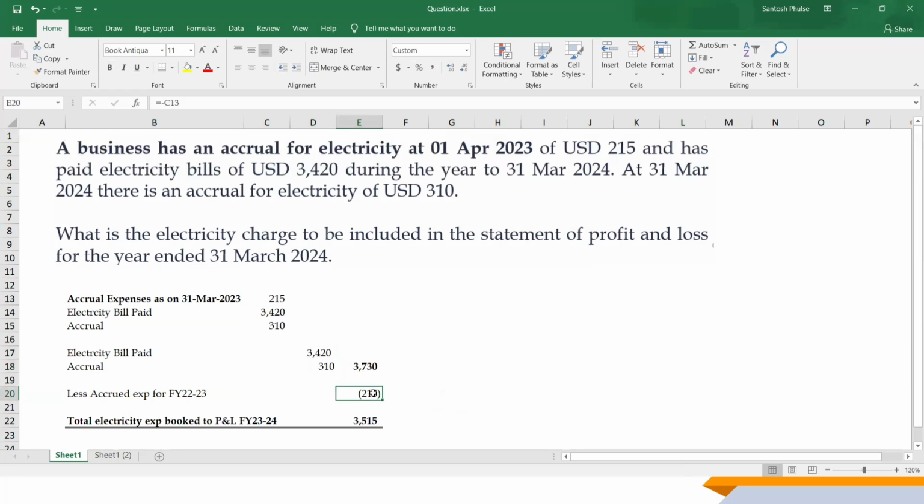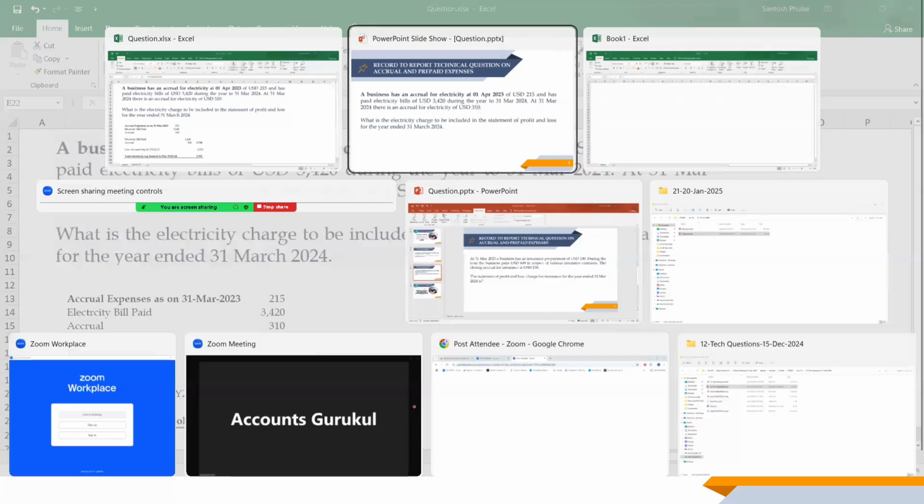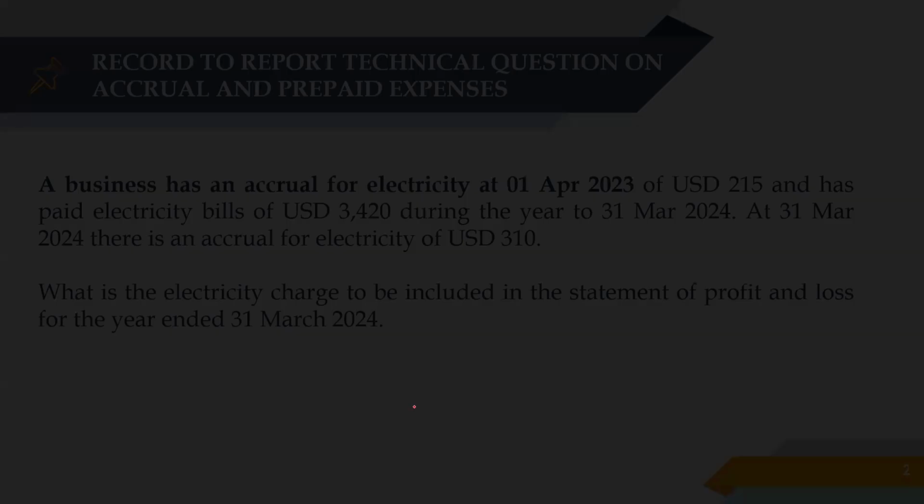Out of that, less accrued expenses or reversal of the accrual expenses pertaining to 22-23, that's a 215. So total electricity expenses booked to P&L for FY 23-24 is 3,515. Now we'll jump towards the second question.